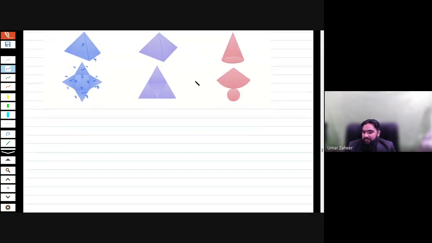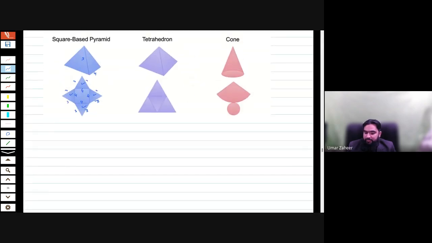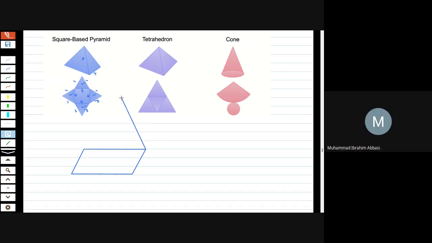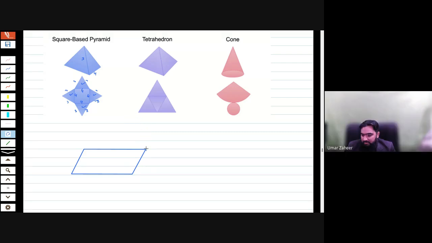But it is going to be different if the pyramid has a rectangular base. For example, I'm just going to make a rectangle. I'm drawing, it's not a parallelogram. I'm just making a shape. One second, I'm just trying. So a rectangle is straight like this. I'm just trying to make the pyramid. This is the pyramid.